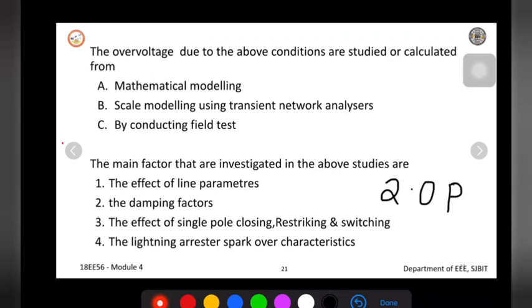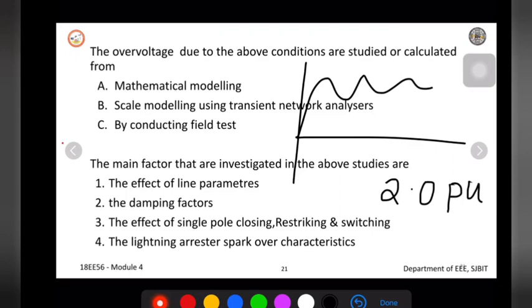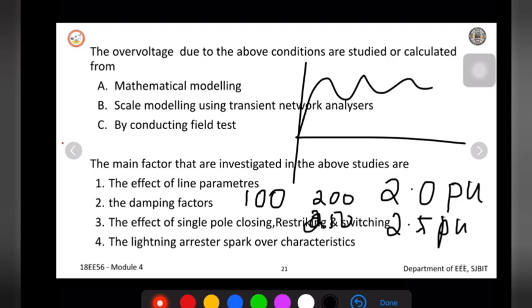So the magnitude of the high voltage generated in the power system should be less than 2 per unit, or 2.5 also we can say. So within this it should be 2.5 per unit or 2 per unit. Meaning to say, if I am giving 100 volts for example, it can go a maximum of 200 volts or 250 volts. 200 volts indicates 2 per unit and 250 indicates 2.5 per unit. So a maximum of 2.5 times the voltage can be reached. I need to limit that by controlling all these parameters.